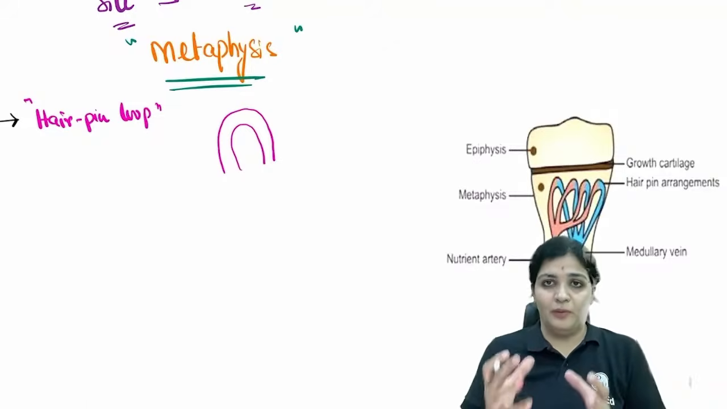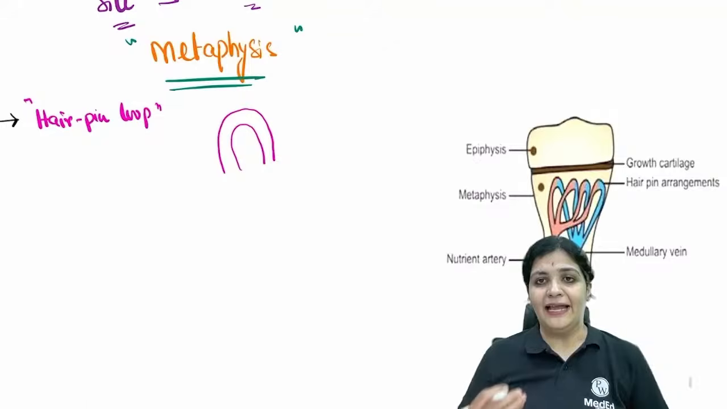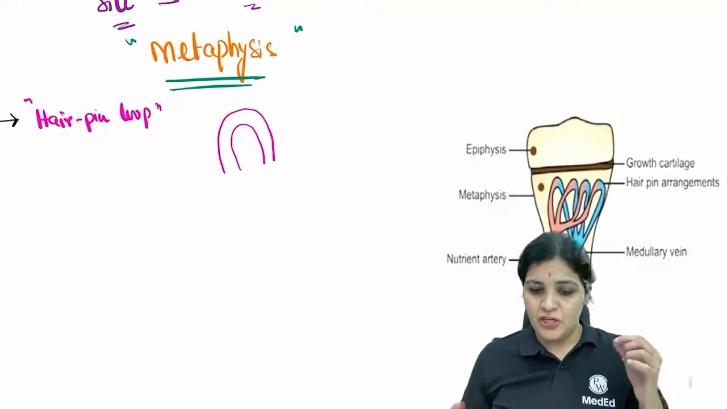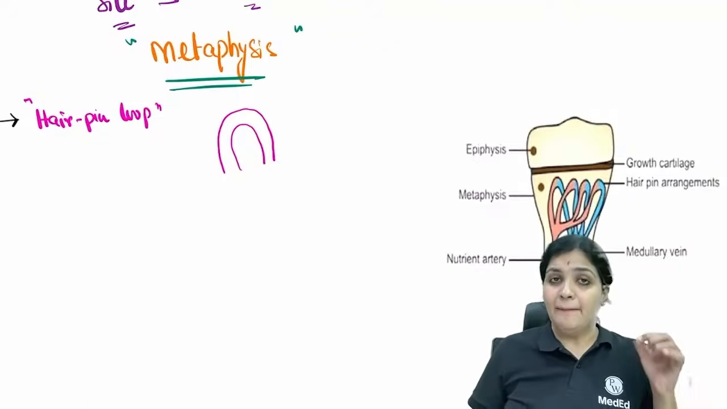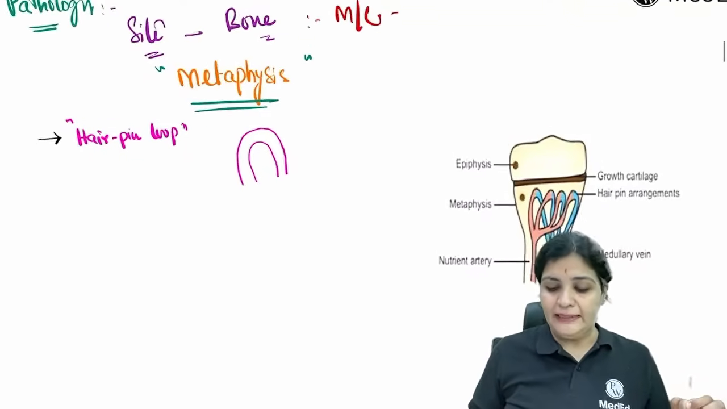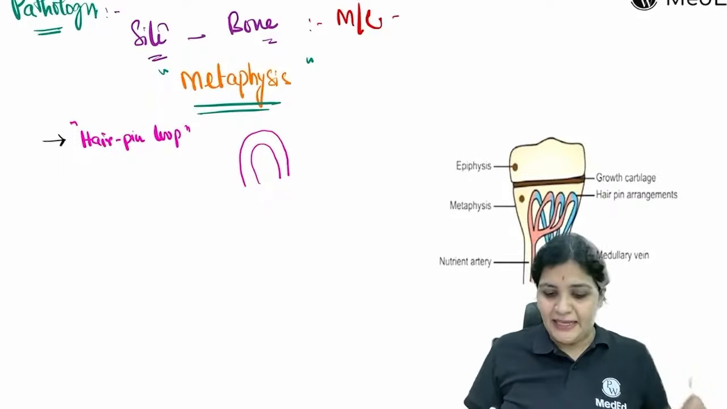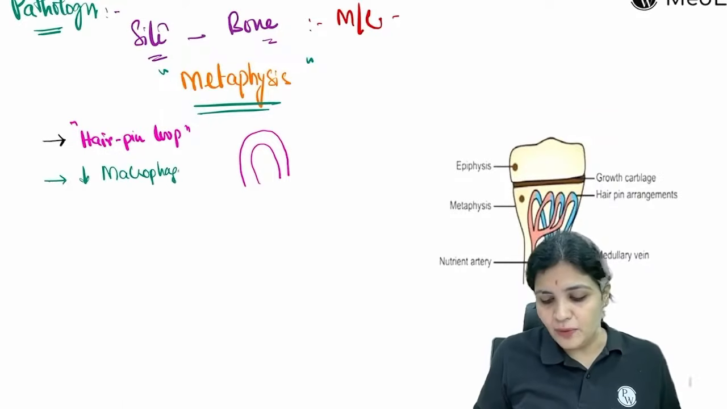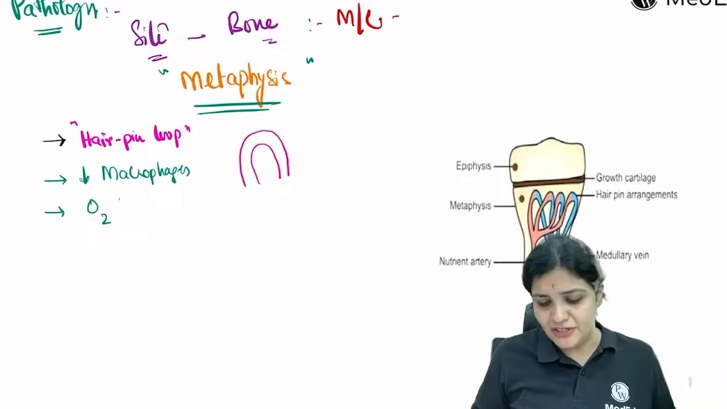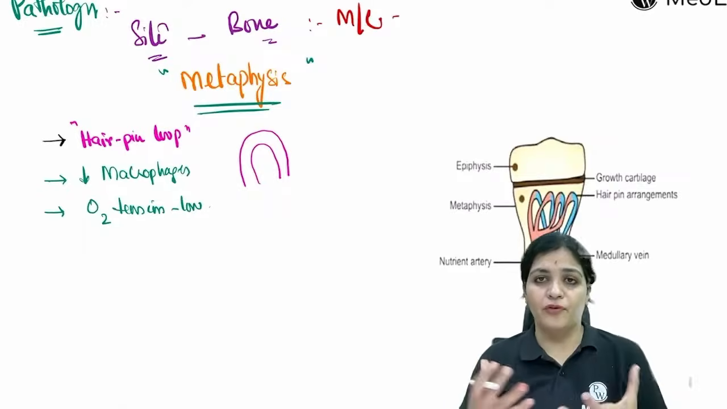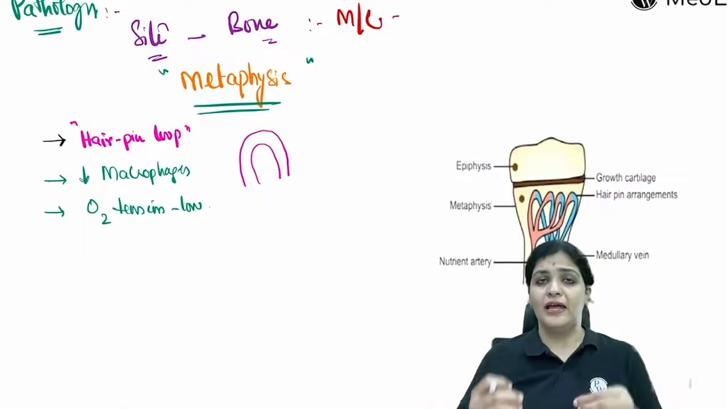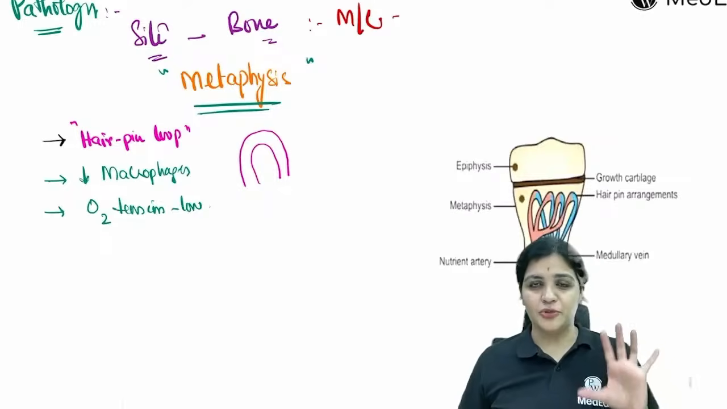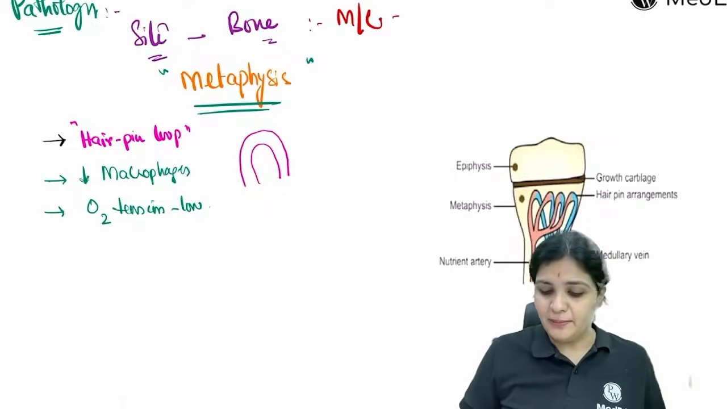And now this blood, whatever is present in this particular area, will act as a culture for the bacteria to grow. So this is one important arrangement, the hairpin bend or hairpin loop arrangement, where the organisms thrive in the metaphysis. The second one is decreased macrophages in this area. And the third is that the oxygen tension is also low here, and hence it again forms a very good site for thriving of the bacteria. So these are important things you can remember. Decreased macrophages is nothing but the defense mechanism being low here.